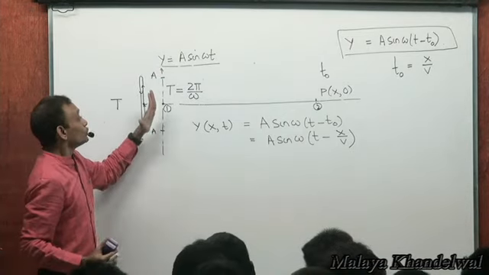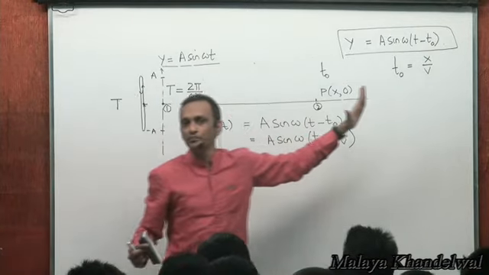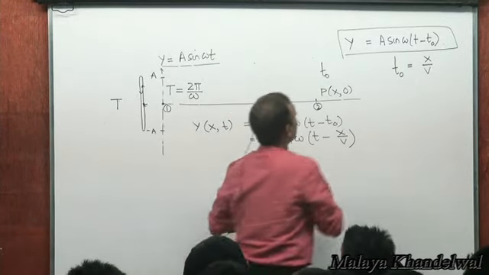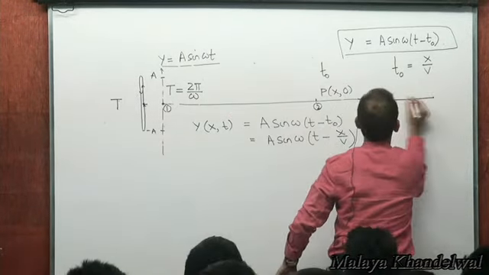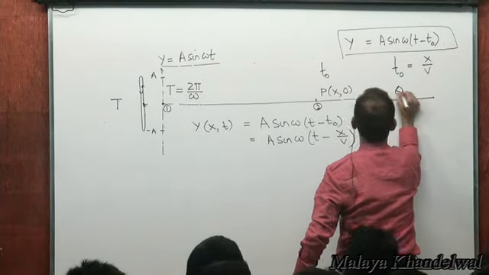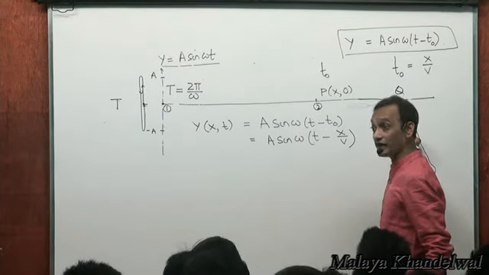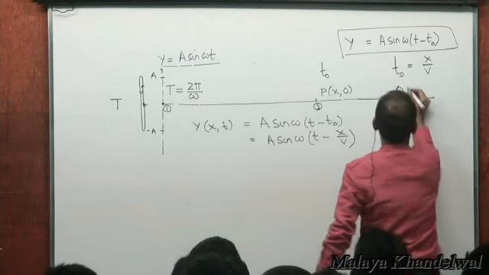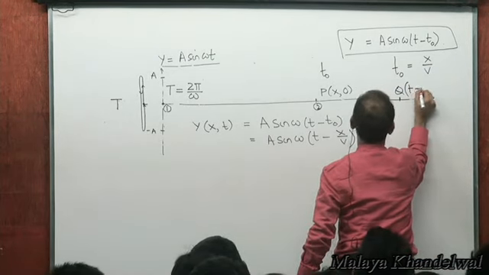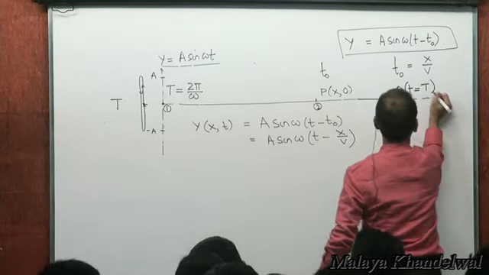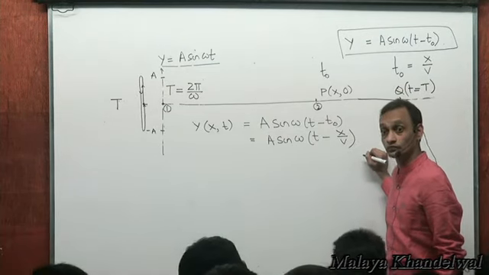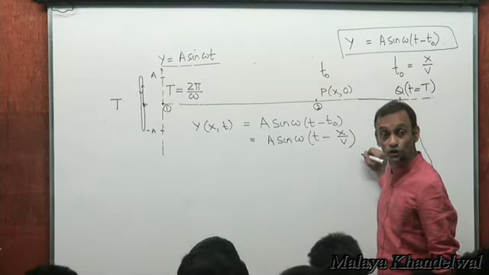By this time, the disturbance would have moved to a certain point, right? In this time, let's say the disturbance arrived at Q. That means in a time t equal to capital T, the disturbance arrived at a point Q.